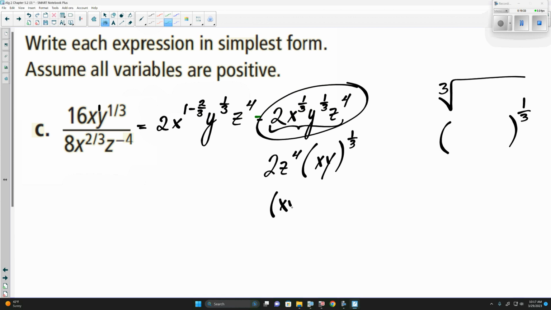So xy to the 1/3 times 2z to the 4th, this here. Oh yeah, so have 1/3 and then everything else. It would be different having 1/3 in front, because that would be considered a multiplication instead of as an exponent. But that's a good question. Any questions on this here?